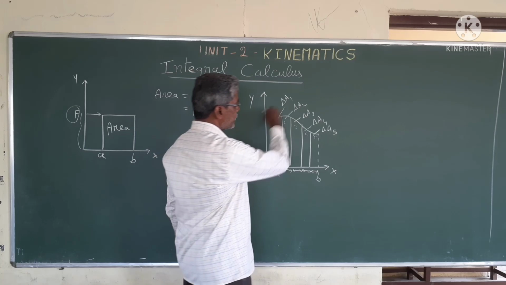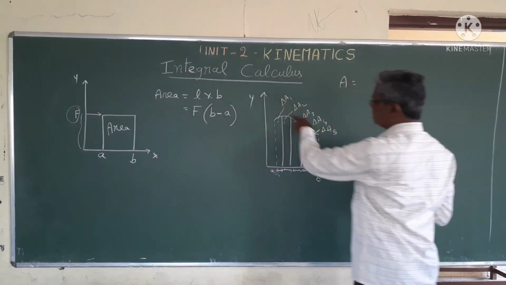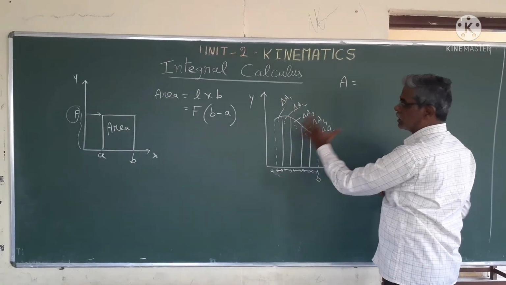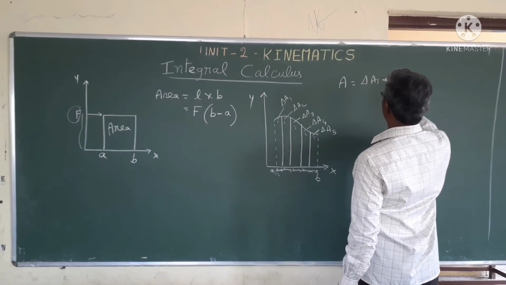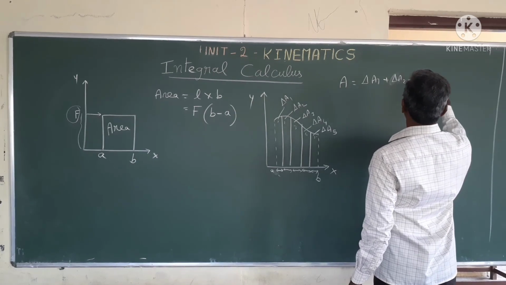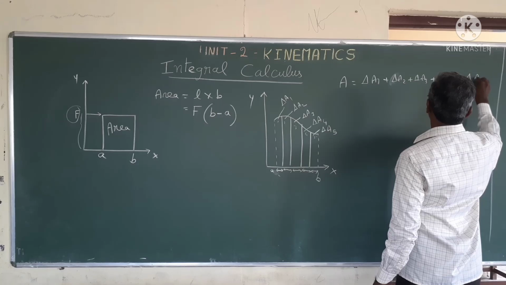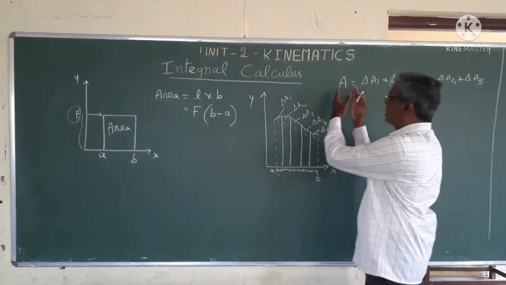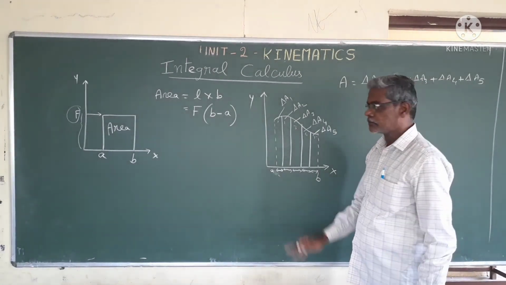Now, if I add all these areas, it will give the total area of this curve. That is, A is equal to delta A1 plus delta A2 plus delta A3 plus delta A4 plus delta A5. Whether this total area will be accurate, we will check it.